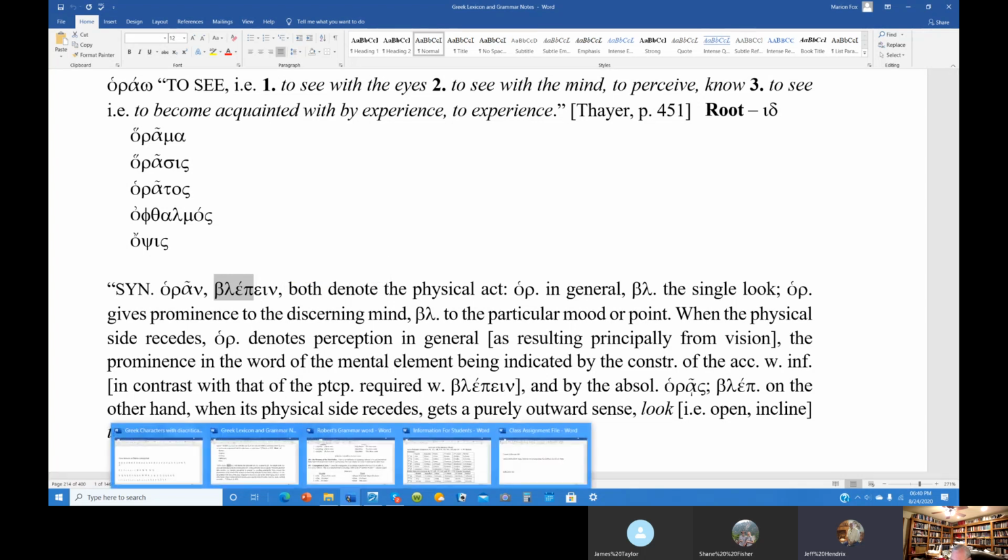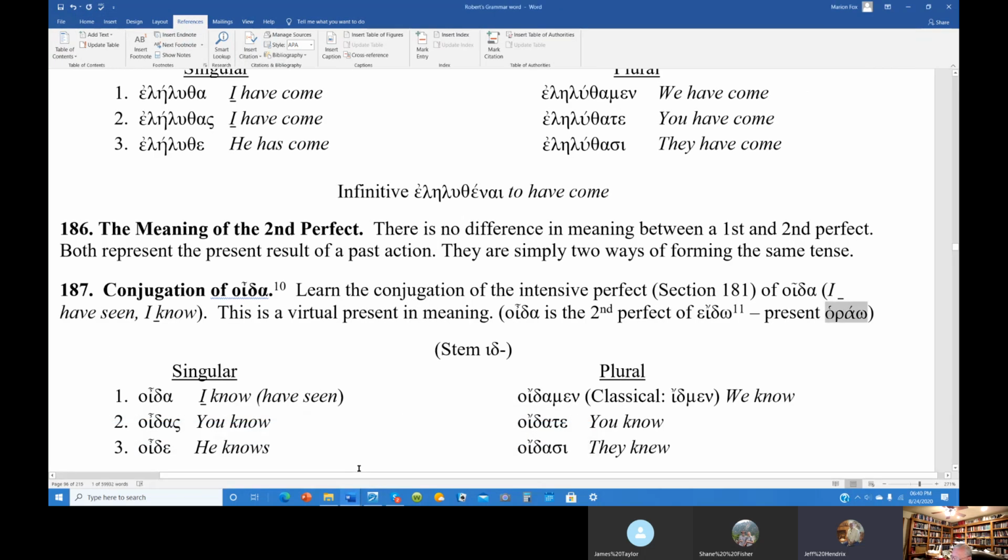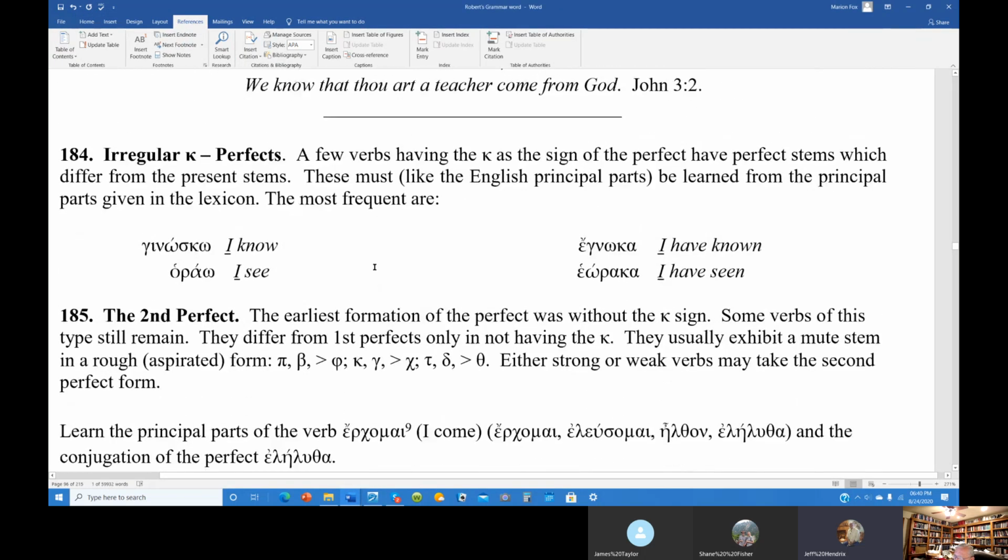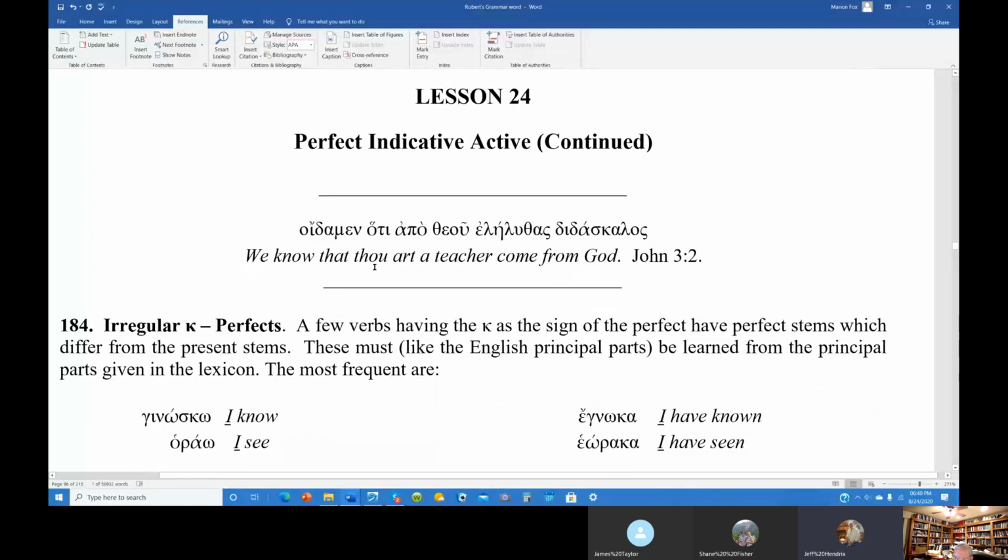Just subtle differences, and synonyms can help enrich your studies and might even help in explaining things.